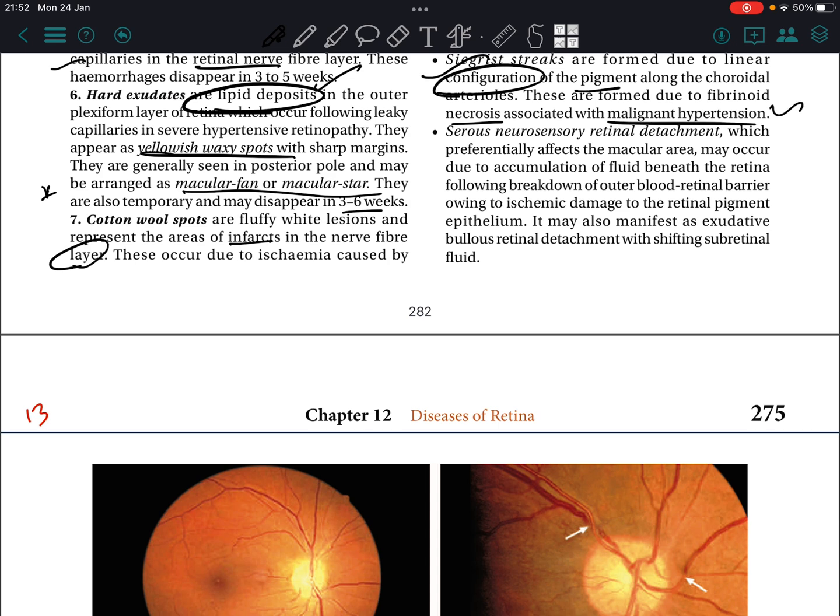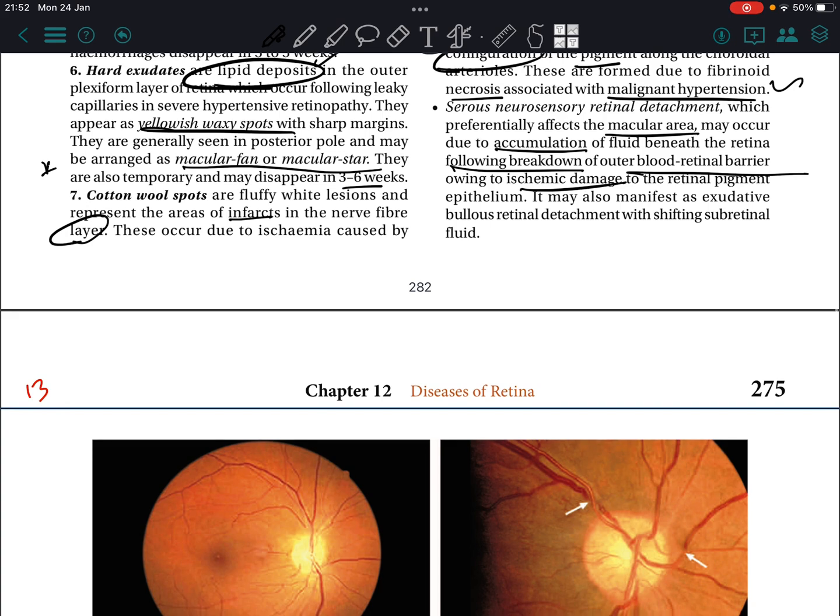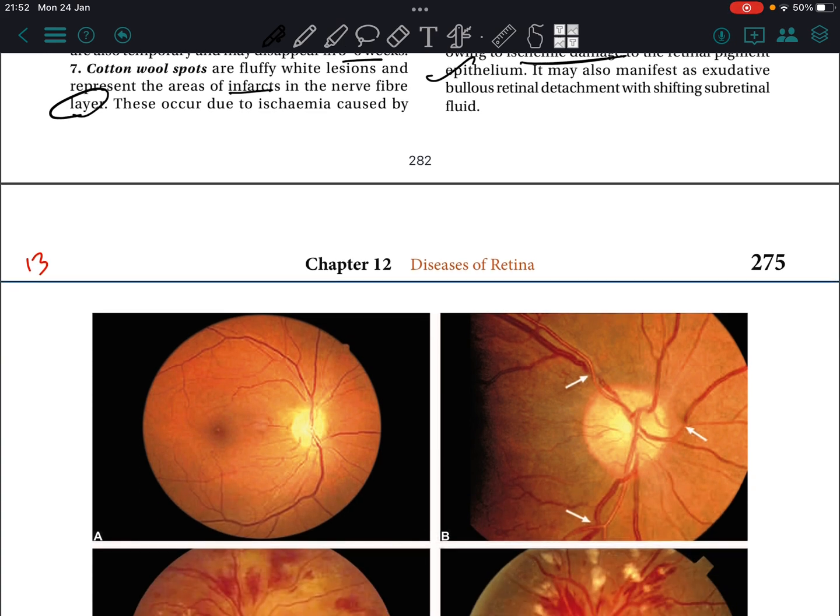Serous neurosensory retinal detachment, which preferentially affects the macular area, may occur due to accumulation of fluid beneath the retina following breakdown of outer retinal barrier owing to ischemic change to retinal pigment epithelium. It may also manifest as exudative bullous retinal detachment with shifting subretinal fluid.